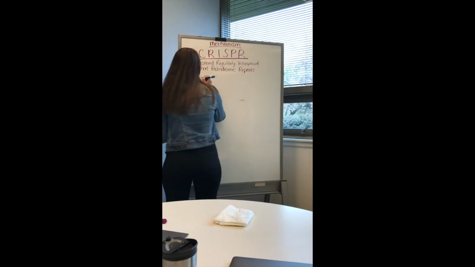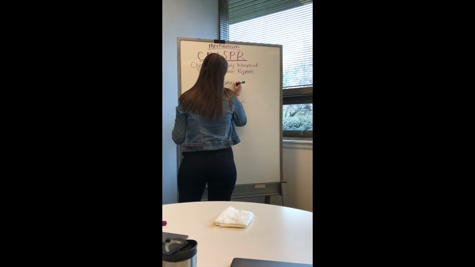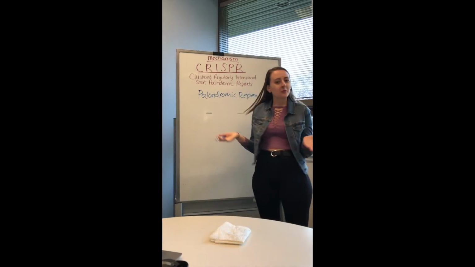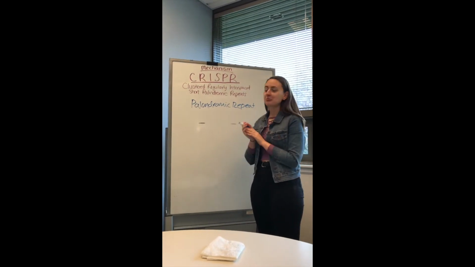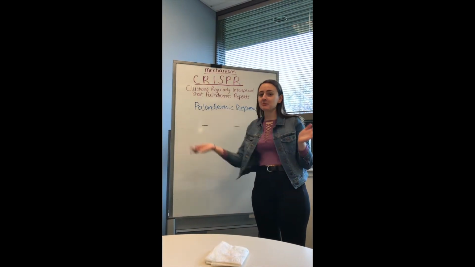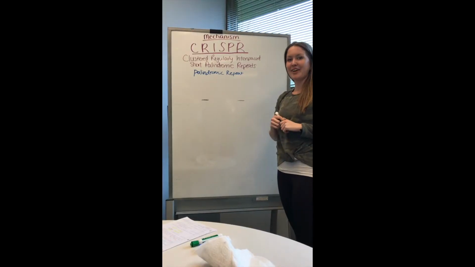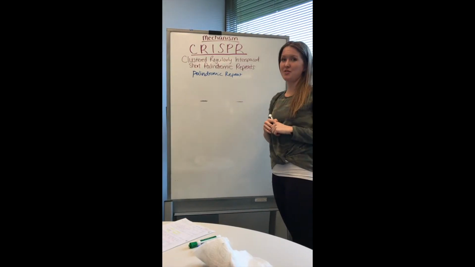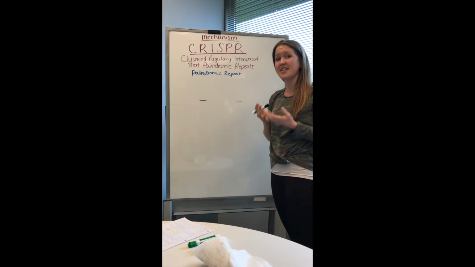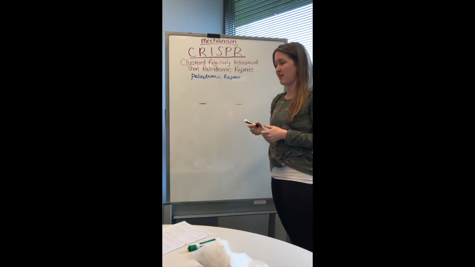So, palindromic repeat. What is it? A palindromic repeat is able to read the DNA or the RNA in a front to back as well as a back to front direction. Okay, before we start to teach you about the mechanism of CRISPR-Cas9, we need to teach you what CRISPR even is and where it came from.